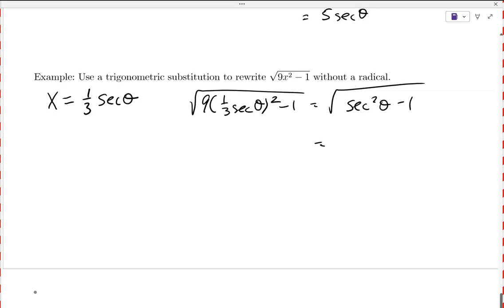When you square the 1/3 secant theta, you get 1/9 secant squared theta, so the 9s will cancel. Secant squared theta minus 1 is tangent, good, squared theta, and so we just end up with tangent theta.